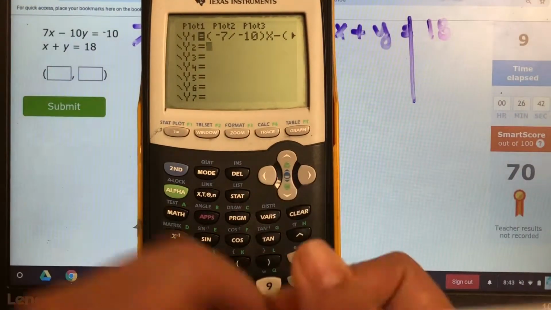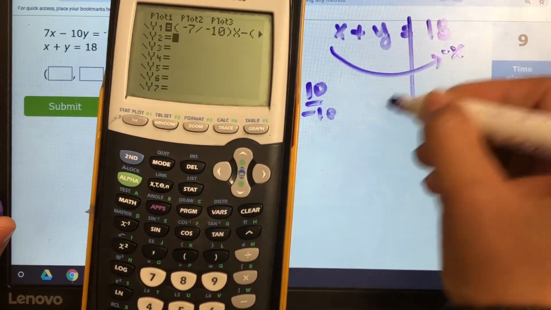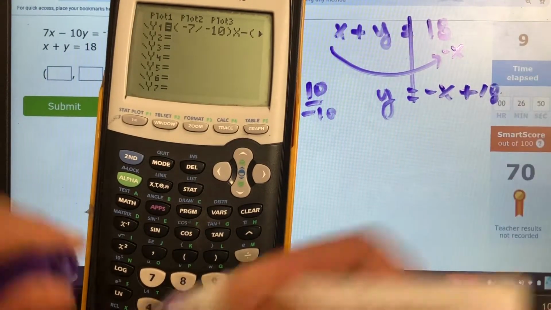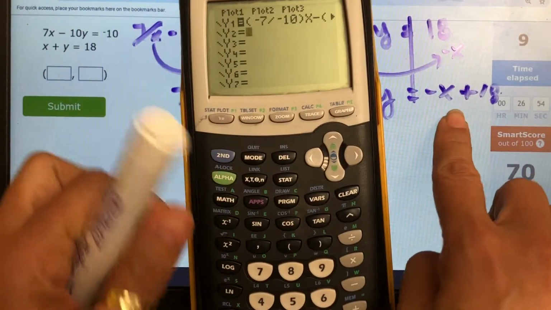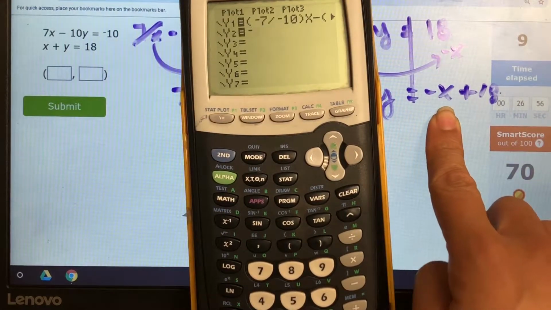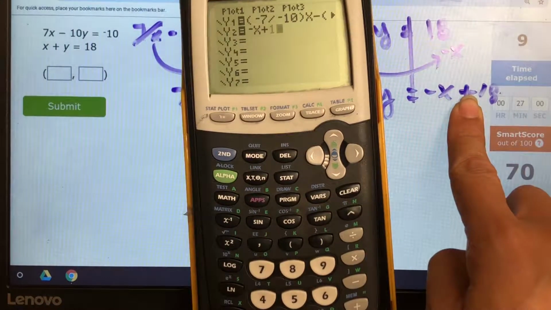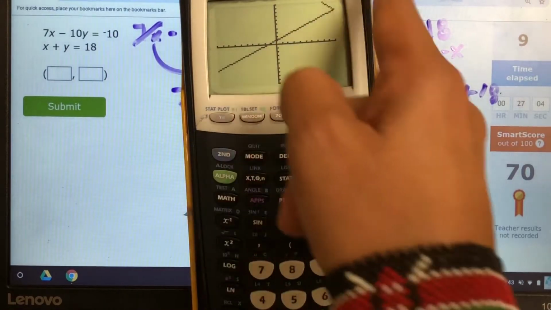So on the second one, we're going to move that to the other side. It's going to be -x. So I'm going to have y equals -x plus 18. So that one's really easy. So now we're going to put that in. So y equals -x. Make sure you're using the negative sign. X, which is right here, plus 18. Then you're going to hit graph. It's going to graph it, whatever, it's up here somewhere, okay?